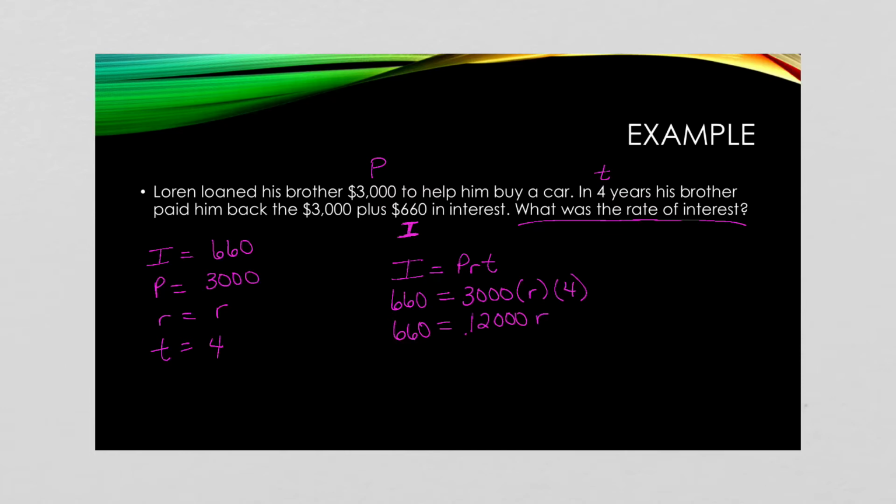And now I'm going to divide both sides by 12,000. So I've got 660 divided by 12,000, and I get this number. Don't forget, I have to turn this into a percent. So this is going to be equal to 5.5%. That's the interest rate that his brother charged him, 5.5%.